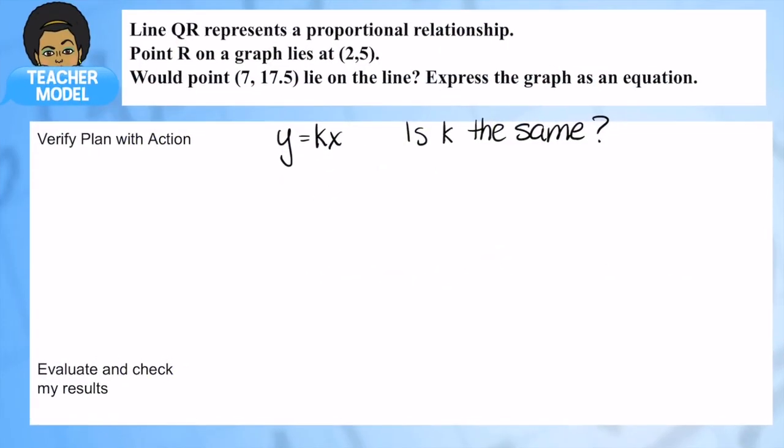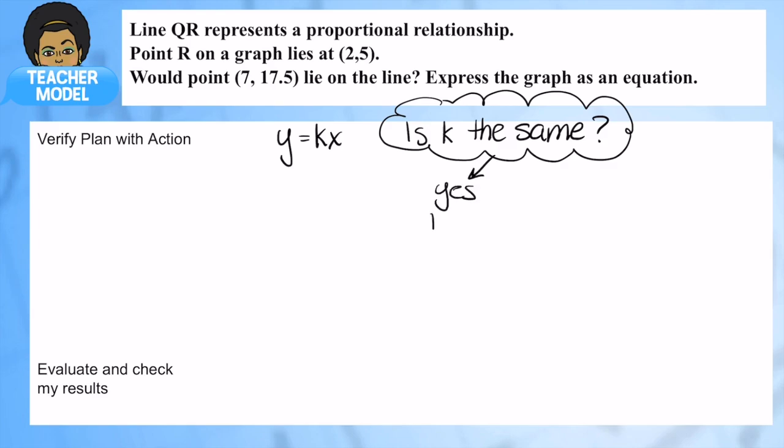Okay, I'm putting down the equation y equals kx, and here's our goal. We want to know, is k the same? If yes, if the k's are the same, then they are proportional. If no, if k is not the same for both, then they are not proportional. That's our goal. And if they're not proportional, they're going to be two different lines. The points won't match. All right, so let's do our test.